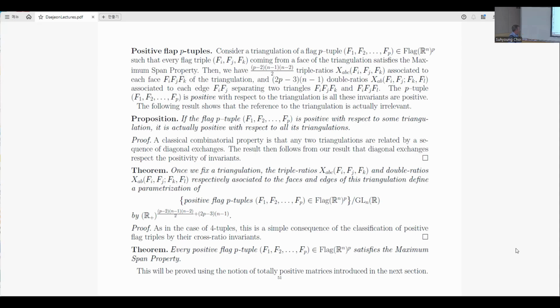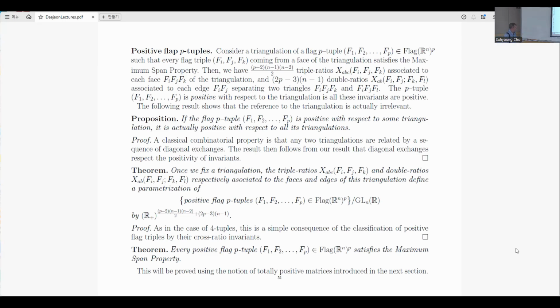Okay, and the result is that once we fix a triangulation, so we have these triple ratios and double ratios, and they provide a parametrization of the set of positive flag triples by R plus to the power of the number of invariants. This number here corresponds to the triple ratio. This one corresponds to the double ratios. Okay, so it's exactly what we've done so far.